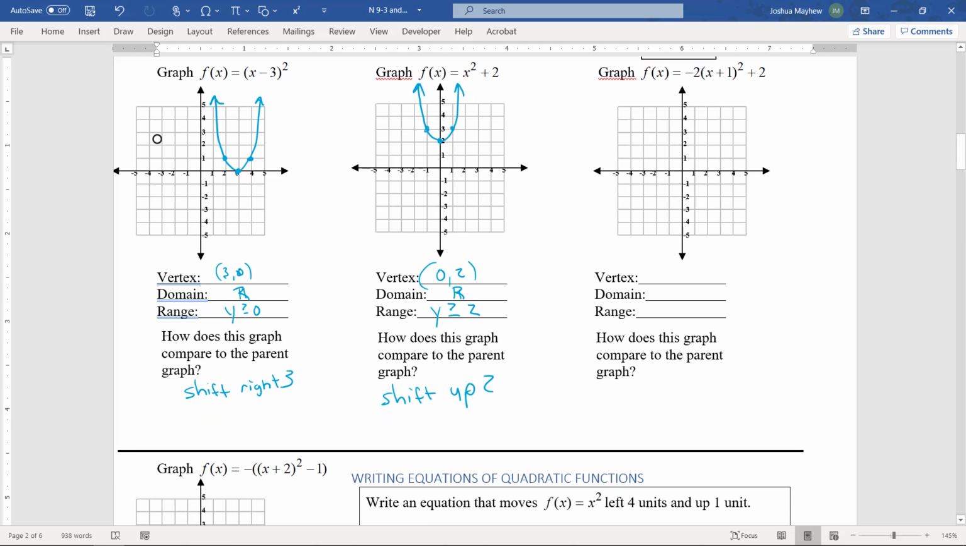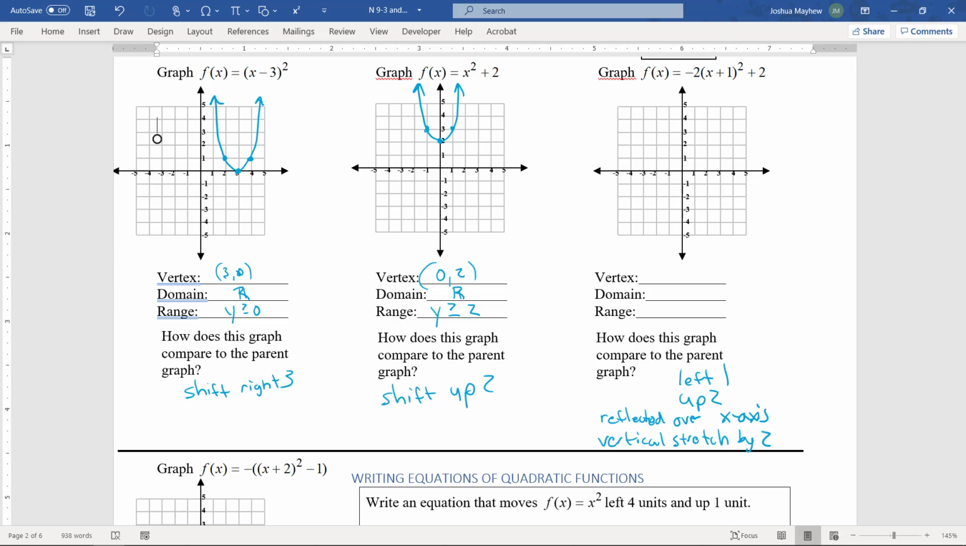f of x is equal to -2, quantity x plus 1 squared plus 2. So there's lots of things happening here. There's parentheses, so it is going to move left 1. There's a vertical shift. It'll move up 2. It will be reflected over the x-axis. That's the negative. And there is a vertical stretch by 2.